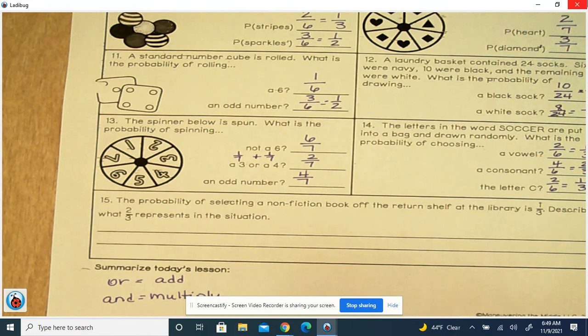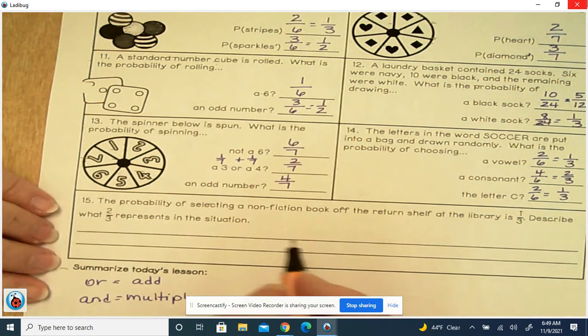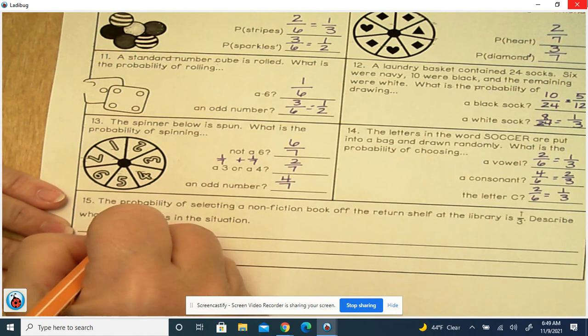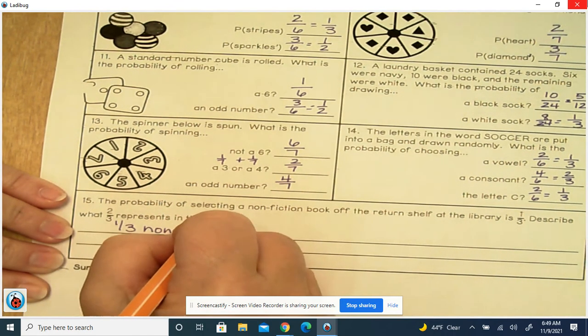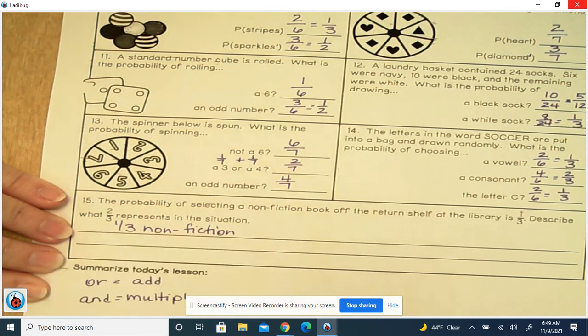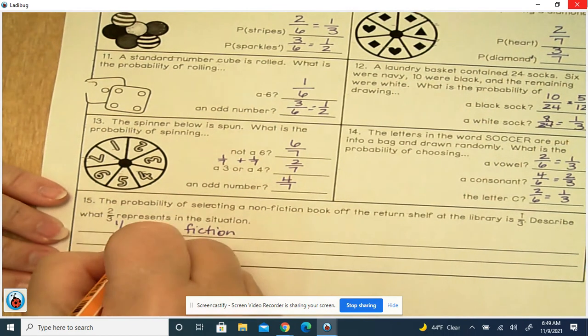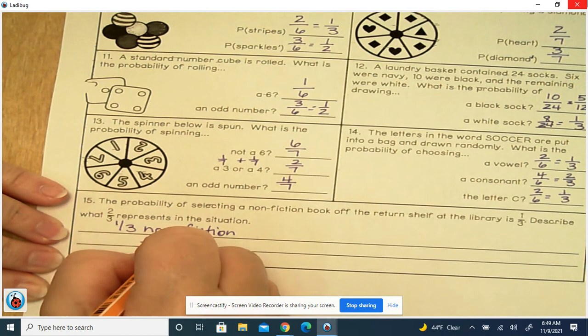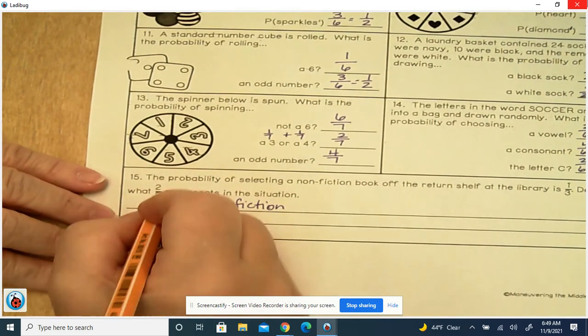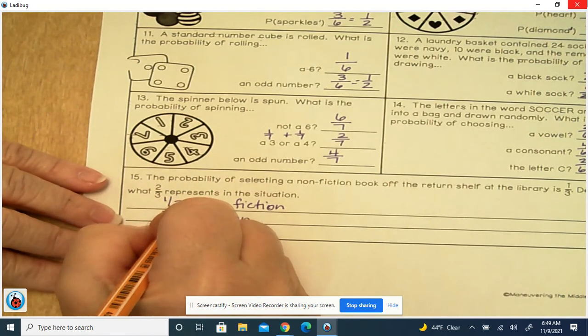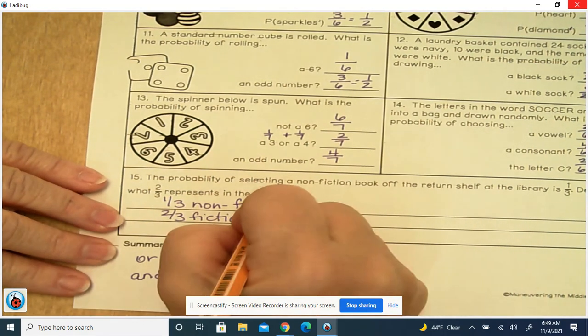Number 15, the probability of selecting nonfiction books off a return shelf at the library is 1/3. Describe what 2/3 represents of the situation. If 1/3 represents selecting a nonfiction, then 2/3 is going to represent what? What's the other type of book that we have in our library? Nonfiction and fiction. So we use 1/3. How much of the thirds do we have left? We have 2/3. There's a 2/3 chance that a fiction book will be selected.